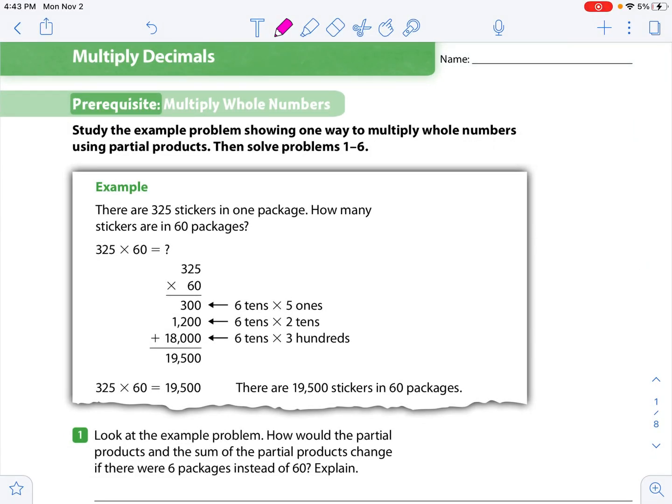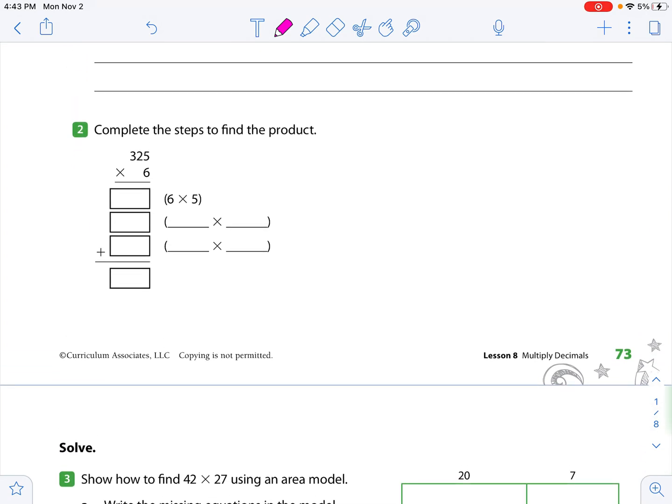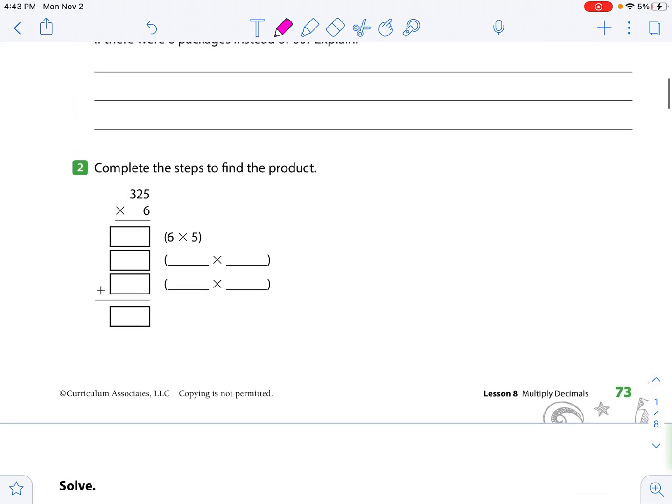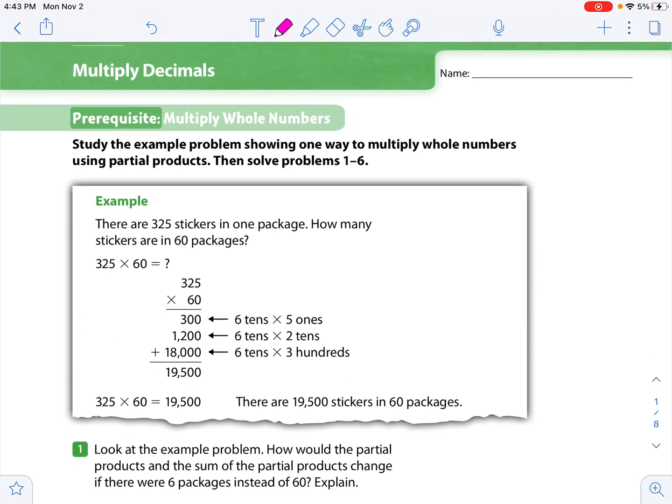All right, boys and girls, we are ready to tackle some practice problems. If you turn in your practice book to page 73, we're going to do some of these together and then some you're going to do on your own. I want you to notice that this page says prerequisite. What that means is this is basically review, and this is the stuff that you're going to need to know in order to multiply decimals.